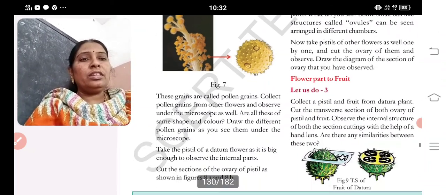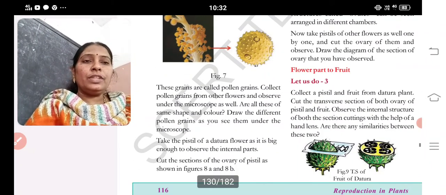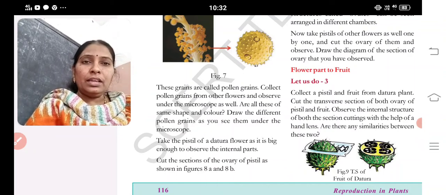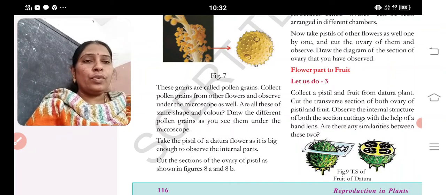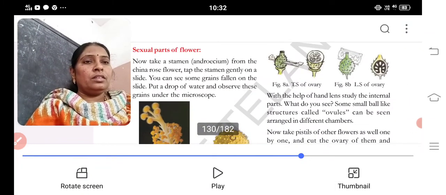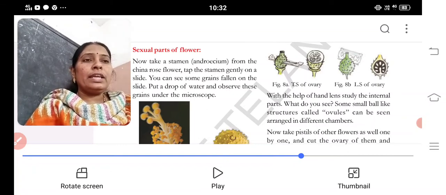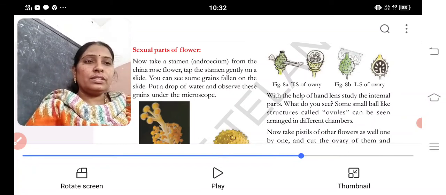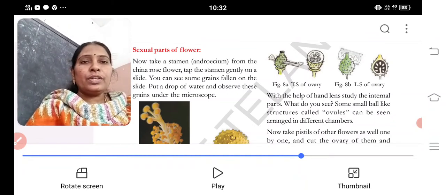Now take the pistil of the datura flower because it is big. We can easily find the internal parts. Cut a section of the ovary of the pistil, and you can see small ball-like structures. They are called ovules, and they can be seen arranged in different chambers. That's all for today, children.